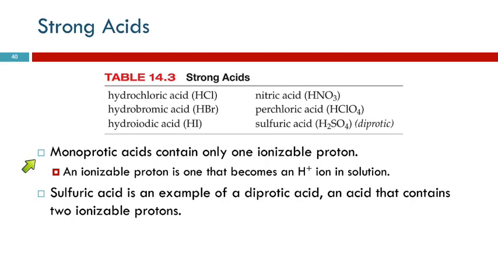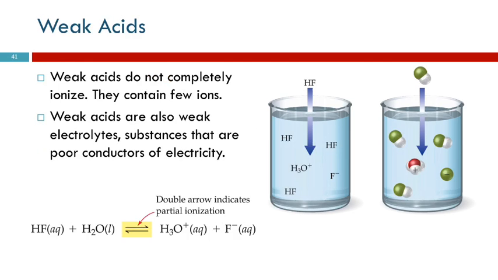Most of these are monoprotic, meaning they only contain 1 ionizable proton. So all of these have 1 H on them, except for H2SO4. This is a diprotic acid. It's got 2 protons that can ionize. Weak acids are everything else. So there's 6 strong, and everything else is weak.